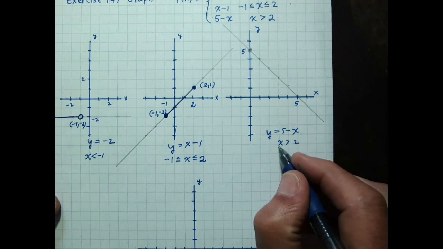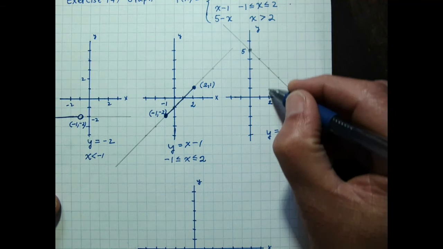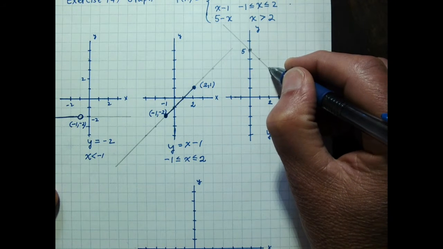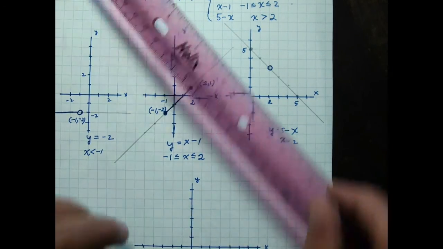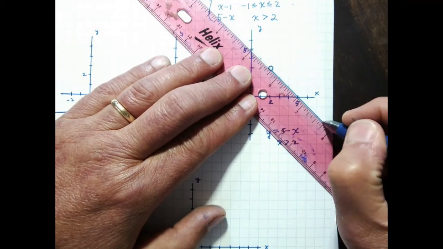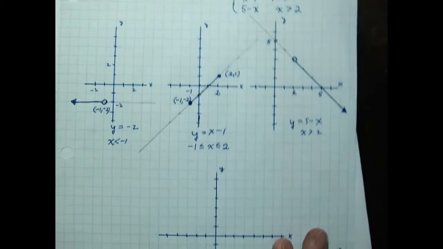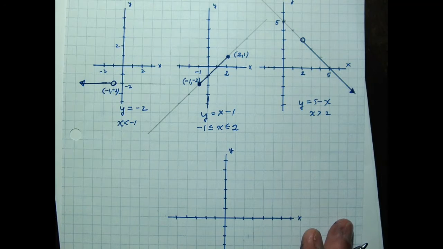Now we only want the portion of that graph when x is greater than 2. So here's 2. We don't want to actually include the point right now, 2, 3. So I'll leave an open circle. But we want the portion of the graph to the right of that. Okay, so I got three pieces here. Now I got to put together to construct my final graph. So let's go ahead and do that below.